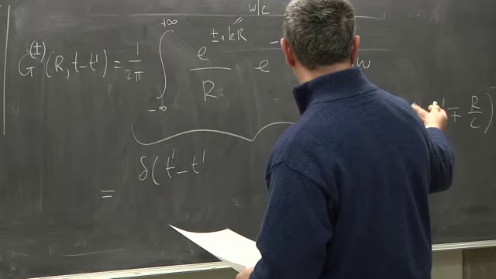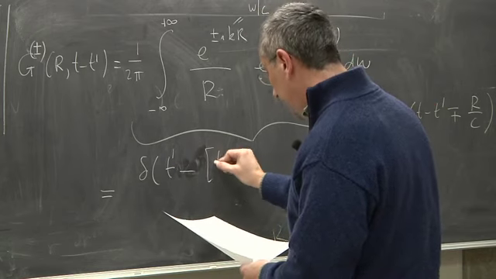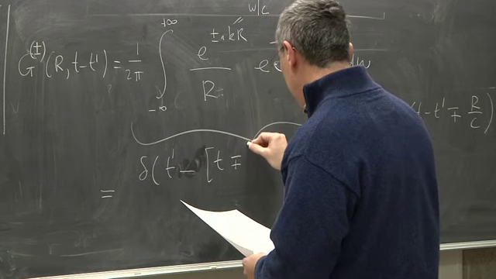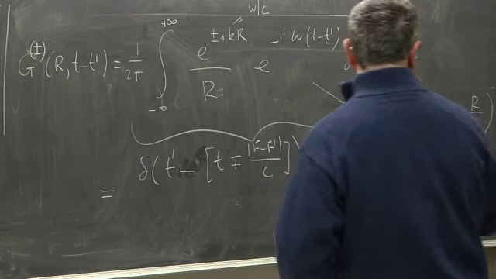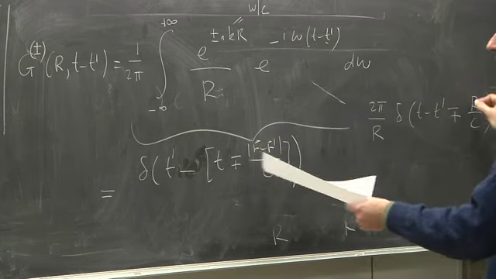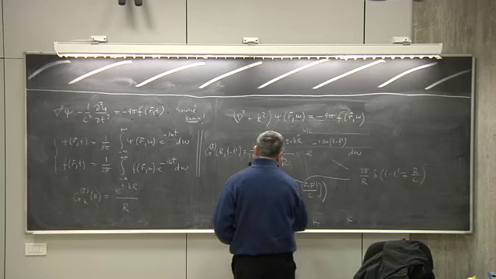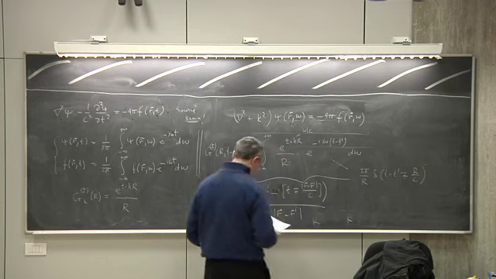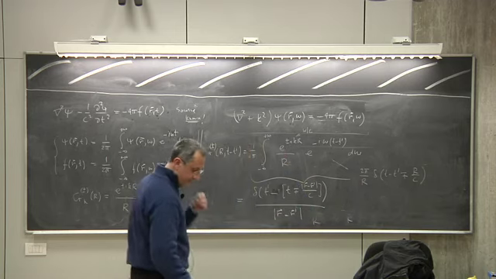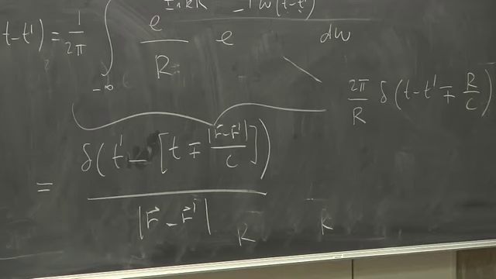It's t prime. I switch it around. So it's t prime minus t minus plus r minus r prime divided by c. So I rewrite r as the length of the difference in these two vectors, and divided by big R, that again is r minus r prime. Okay? No? What is missing?